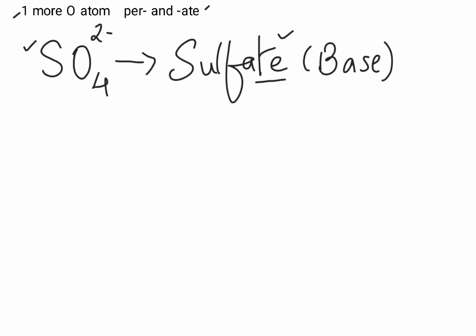So let's go ahead and change this formula. If we change the number of oxygen atoms from 4 to 3, what you get instead is SO3. The oxidation number still stays the same, so it's SO3 2 negative. Now what did the chart tell us? It told us that you are going to replace the ate, which is the suffix of the base ion, with ite. So sulfate becomes sulfite.